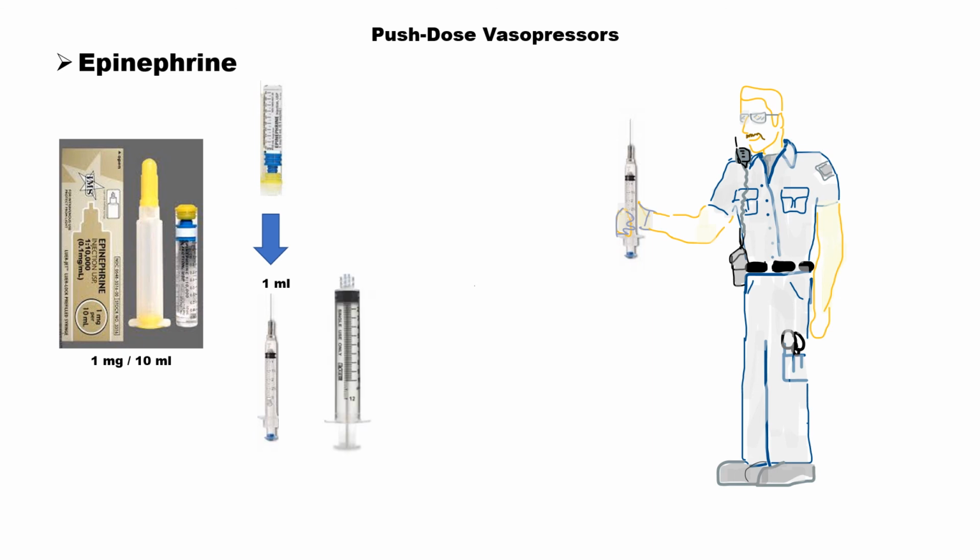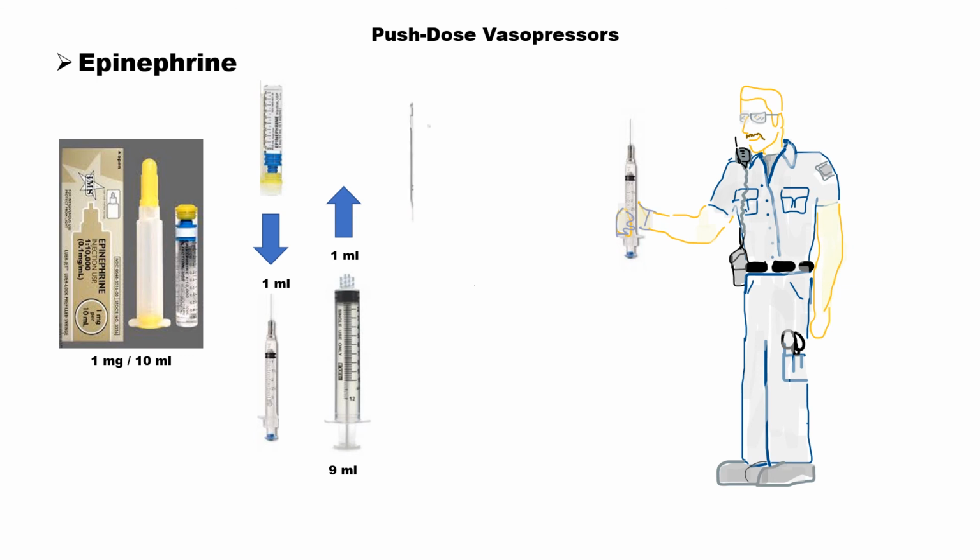The next step, you can do 2 things. You can take a 10 milliliter normal saline flush and empty out 1 milliliter, leaving you with 9 milliliters left in the syringe. Or you can take a 10 mL syringe and just draw up 9 mLs of saline. Either way, you're left with a syringe with 9 mLs of saline.